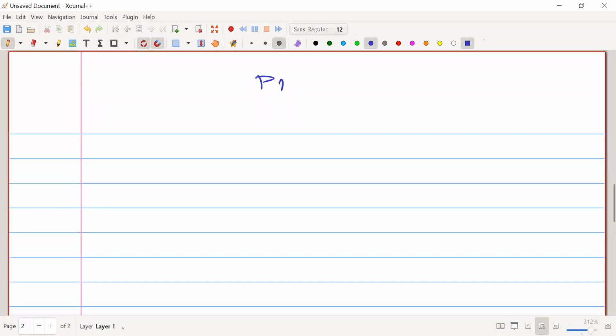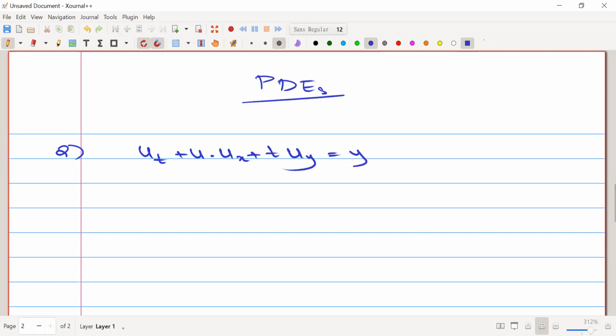In today's class, we are going to discuss a quasi-linear first order partial differential equation in higher dimensions. So let's take a problem for quasi-linear in higher dimension. We have u_t plus u times u_x plus t times u_y equals y, and the given initial condition is u(x, y, 0) equals x.